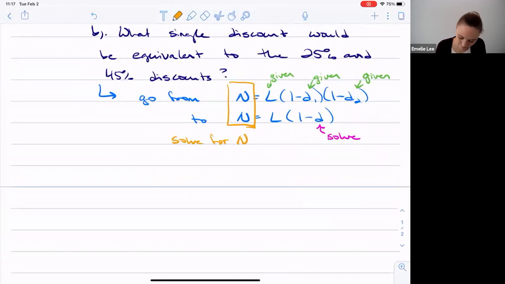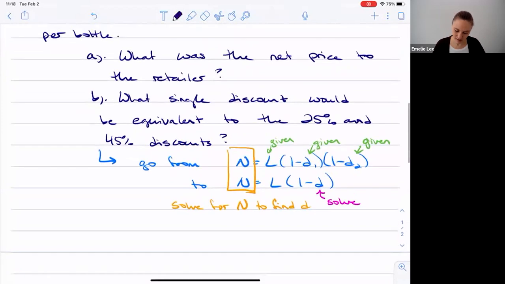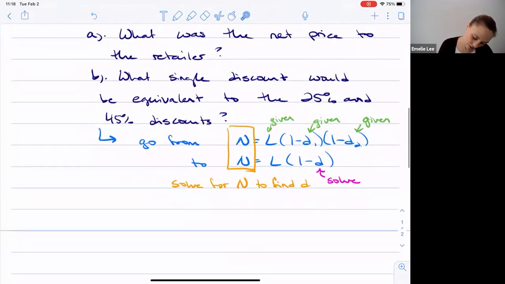Solve for n to find D. Okay. So it's holding our hand a little bit here, but I want you to kind of convince yourself that you could go from this equation, right? If you're given all components except for one, and then here you can solve for one component, you have L, and then you're asked to solve for D, right? We can get there. It's going to be a multi-step thing, but that's okay.